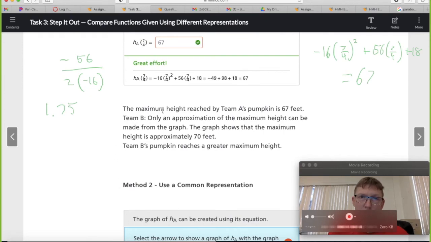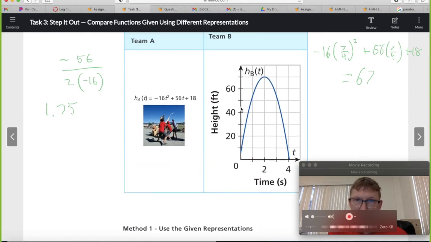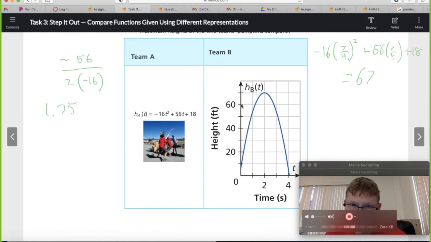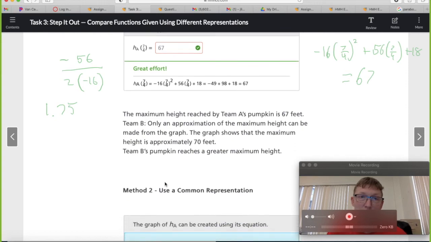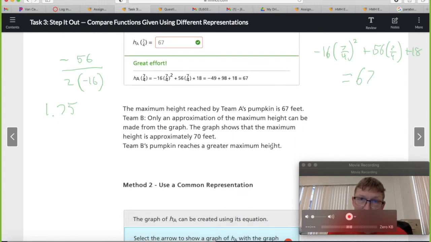So the maximum height reached by Team A's pumpkin is 67 feet. The maximum height reached by Team B's pumpkin is what, 70 feet? Yeah, 70 feet. So then that means that Team B wins.